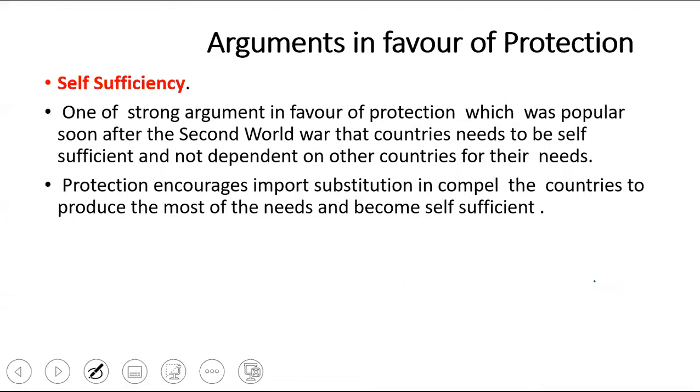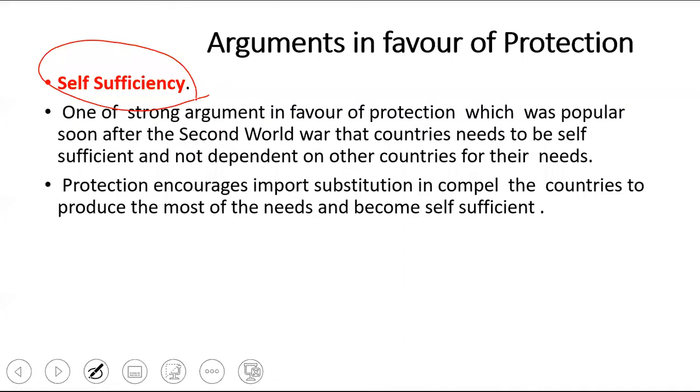The last point is self-sufficiency. What is self-sufficiency? What is the biggest advantage of protection, children? Country will be self-sufficient. हम अपने पैर पर खड़ा रहेगा. If there is free trade, I told you we will be too much depending upon the other countries. That is not required. Here the country will be self-sufficient.